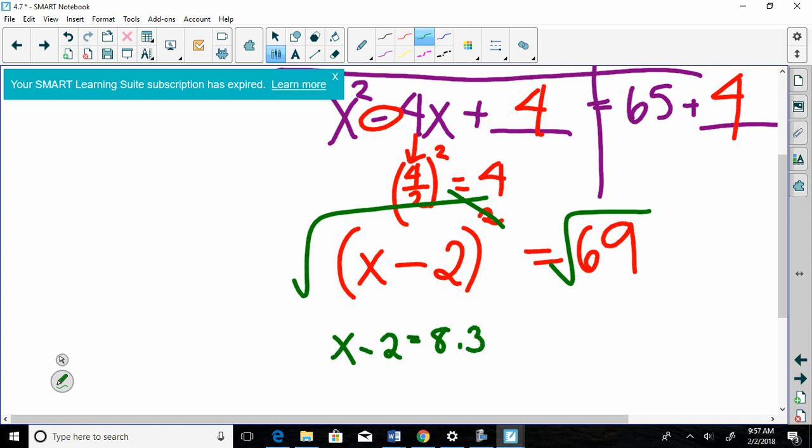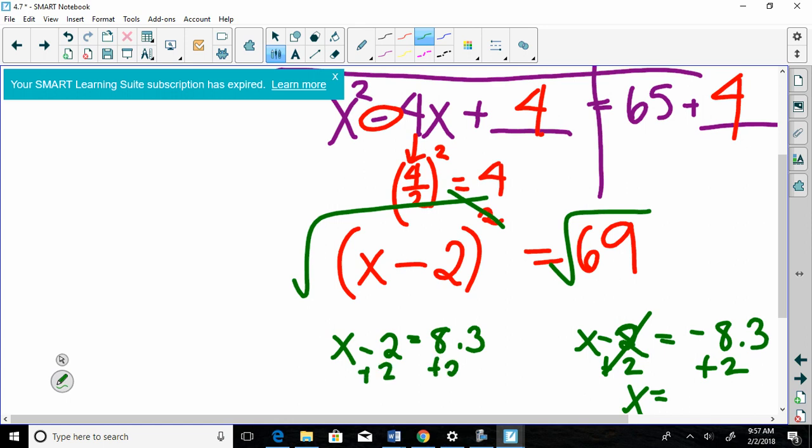What does it also equal? Good. X minus 2 equals negative 8.3. What's the last thing we have to do? Add 2 to both sides, solve for x. And I get x equals, over here, what does it equal? 10.3. And what does it equal over here? Negative 6.3. And those are your x-intercepts.